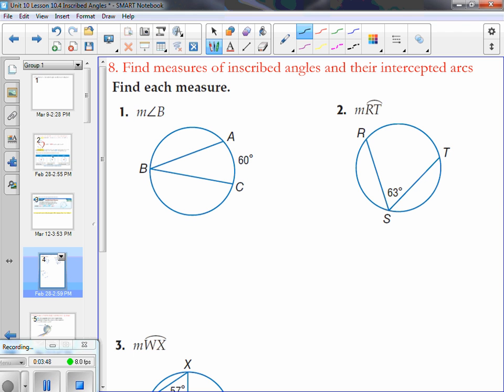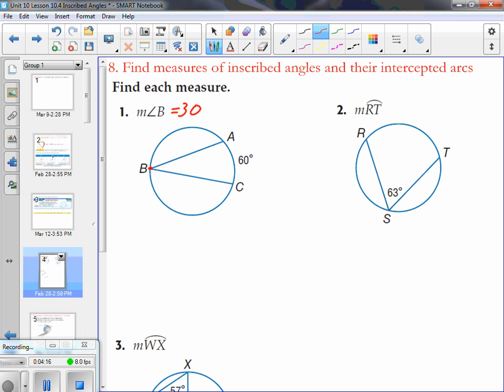They want us to find each measure. For number 1, that's the measure of angle B. Well, angle B is an inscribed angle. I know that it is because B is on the circle. So the measure of angle B is 1/2 the measure of its intercepted arc. So the measure of angle B is 1/2 of 60. That's not so bad.